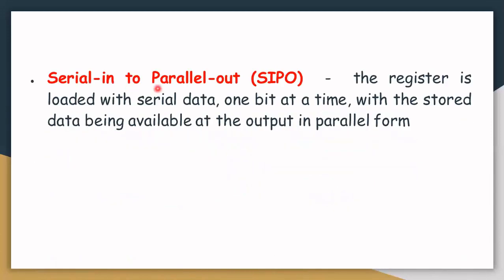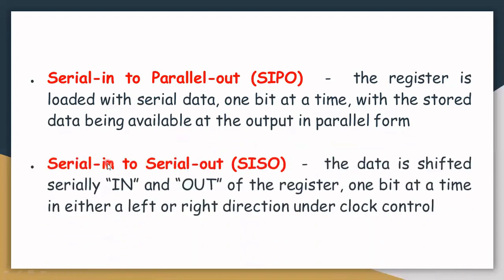So, the first one is serial in, parallel out. The register is loaded with the serial data, that means 1 bit at a time, 1 by 1, with the stored data being available at the output in parallel form. That means simultaneously we will get the output, but data will enter 1 by 1. Serial in, serial out, in which data is shifted serially in and serially out of the register, 1 bit at a time in either a left or right direction under clock control. Therefore, serial means 1 at a time, parallel means simultaneous.